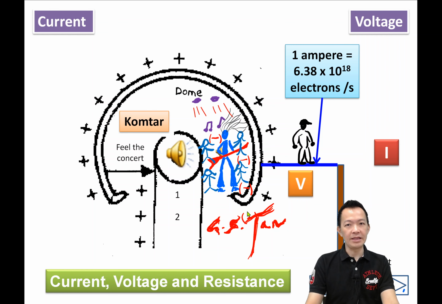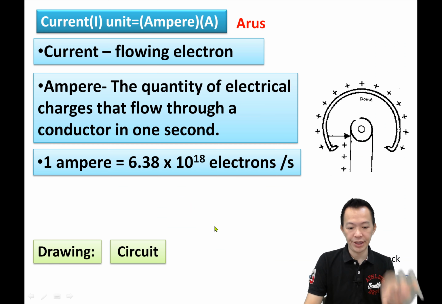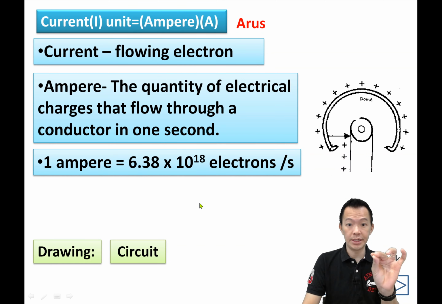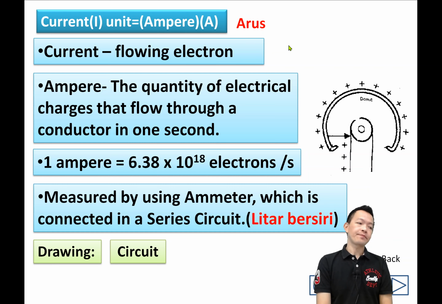But how do I calculate, using my eyes? 用我的眼睛吗？Actually not. I use equipment. 我用一种东西呢，用一种仪器来量的。So how to measure the electric current? 怎样量呢？Continue. Copy under your notes 啊，抄在你的 notes 的左手边。Okay. How to measure, 怎样量呢？Copy first.